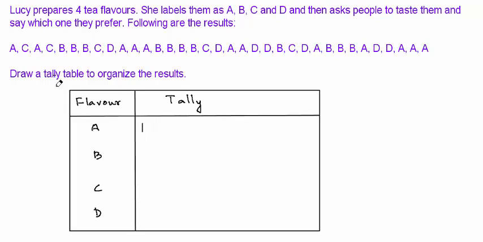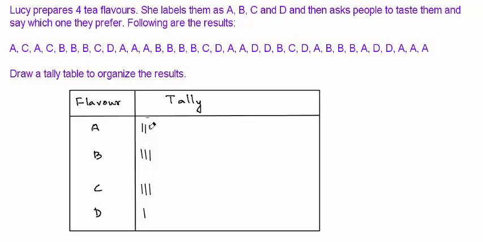The second one is a C. Let's do it for a C. A again. Here you go. C again. B, B, B. 3 B's. 1, 2, 3. 3 tally marks under B. Then we have a C and then a D. C, then a D, and then 3 A's together, 1, 2, 3.